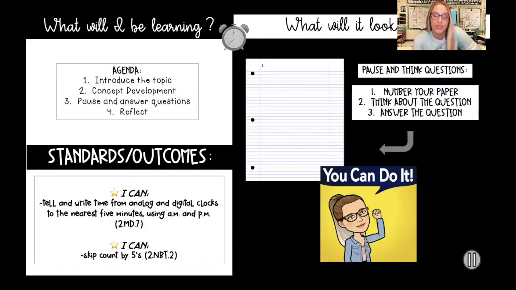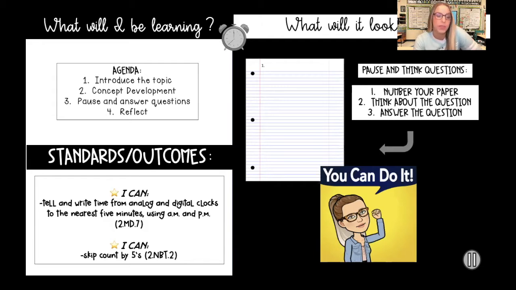When we begin our lessons, we always start with, what will I be learning and what will it look like? Those are the two most important questions when you start a lesson. So for our agenda today, first, we're going to introduce the topic, which we already have done. Number two, we're going to do the concept development, so we're going to learn as much as we can about the clocks. Number three, we're going to pause and answer questions. As we read the book, there will be times where we will pause the video just like last time and answer questions. And our fourth one, we're going to reflect and go back to the whole point of the lesson.